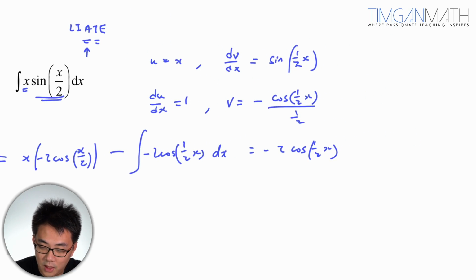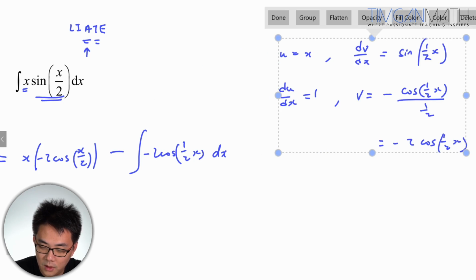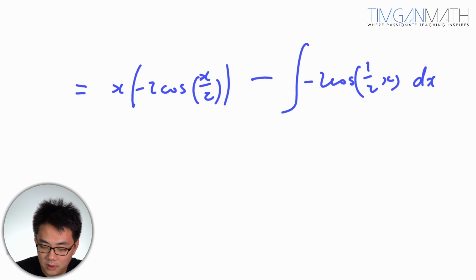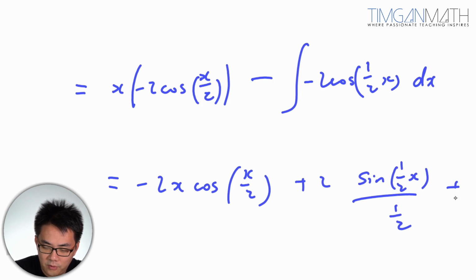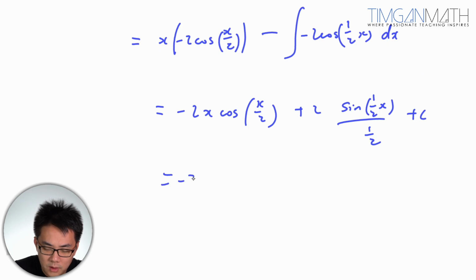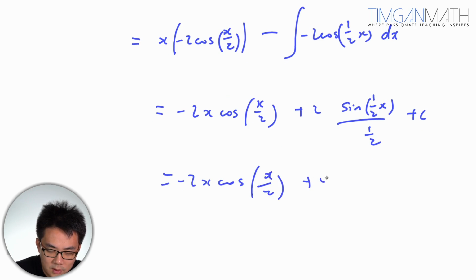Okay, I think that's pretty okay. Once that is done, let me just move this aside. We could just integrate this. So this would be negative 2x cosine x over 2 plus 2 sine half x divided by half, which would be 4. This is minus 2x cosine x over 2 plus 4 sine x over 2 plus c.